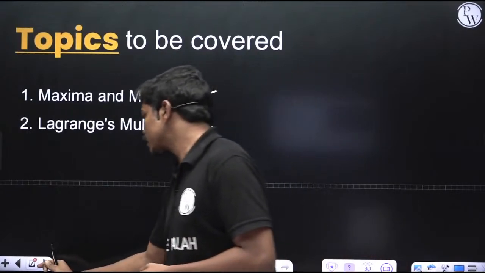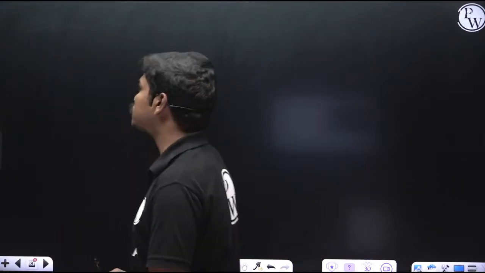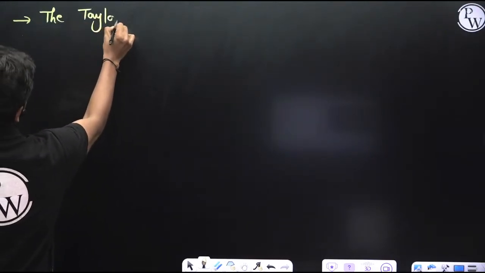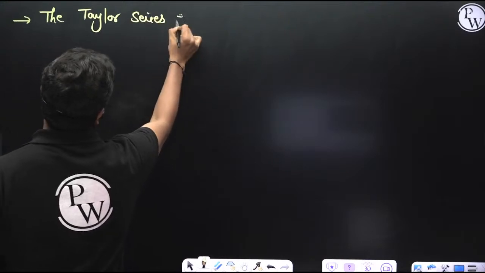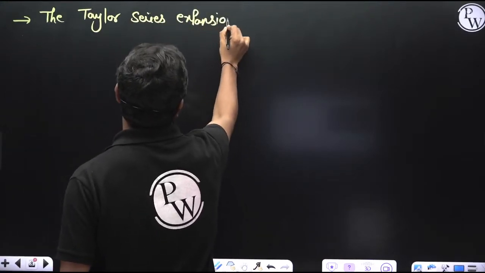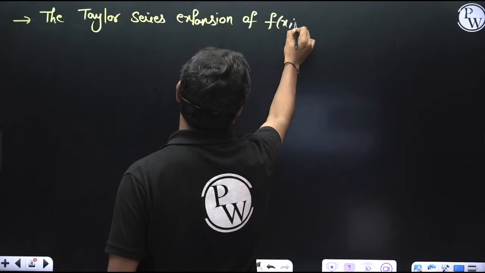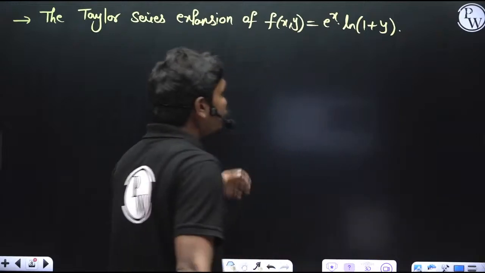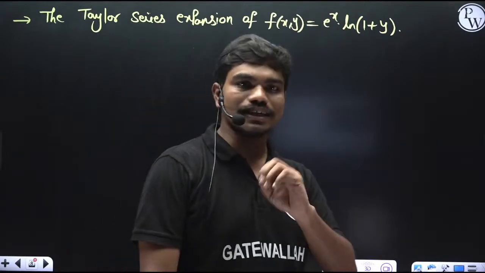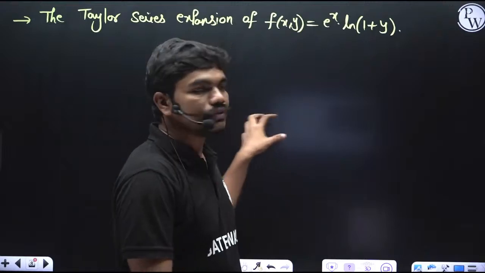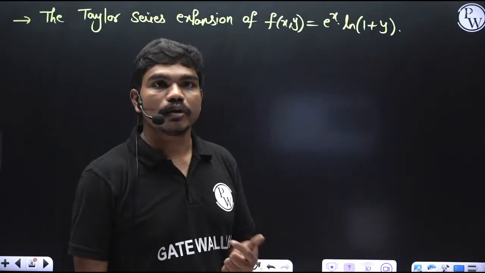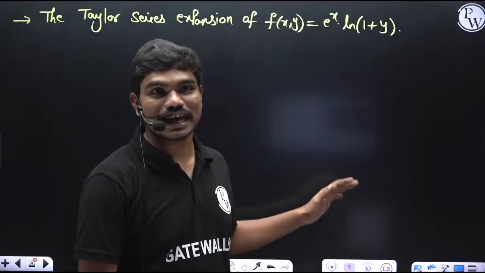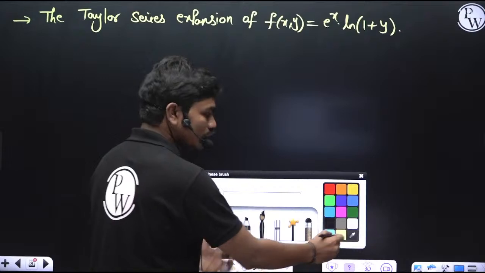So let's continue. Before I start maxima and minima straight away, I would like to tell one example. The Taylor series expansion of f of x comma y is equal to, let's say you take one simple function, e power x times ln 1 plus y. So if you expand this function in terms of x and y, let's say about 0 comma 0, about origin, how is the series going to be, let's check it up. Maxima and minima is not already completed; single variable I have already taught, but this is multivariable calculus. Clear? So it's not completed, we are going to start today.